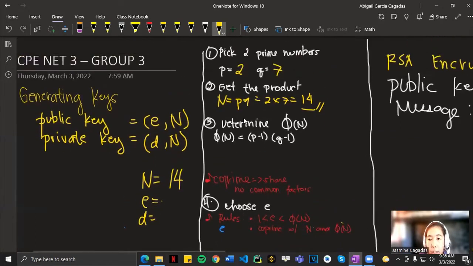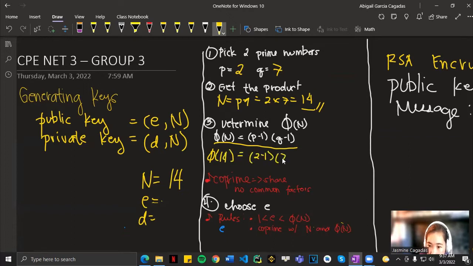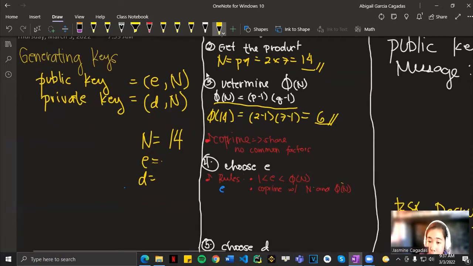Now, for the third step of the algorithm, we have to determine the phi of N. This is based on Euler's phi function. But since we already have this formula, we just have to substitute and we don't have to worry about that. So the phi of 14 is equal to (2 minus 1) times (7 minus 1), which will be equal to 6. This will be used later on in our algorithm. So the phi of 14 is 6, okay? That's step 3.